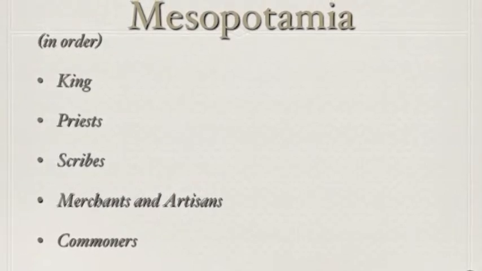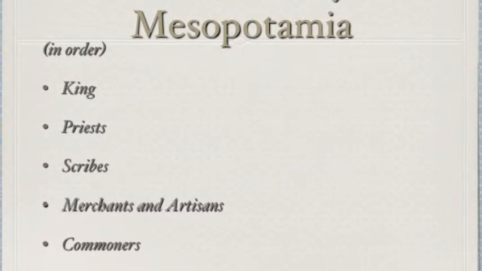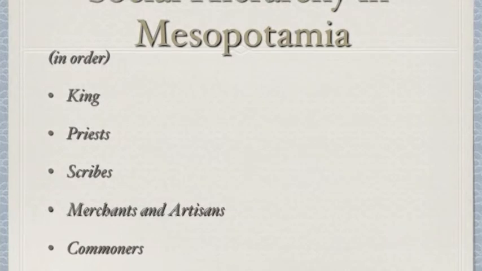Social hierarchy in Mesopotamia, in order. Kings had the most authority, then priests, then scribes, then merchants and artisans, then commoners, and then slaves.